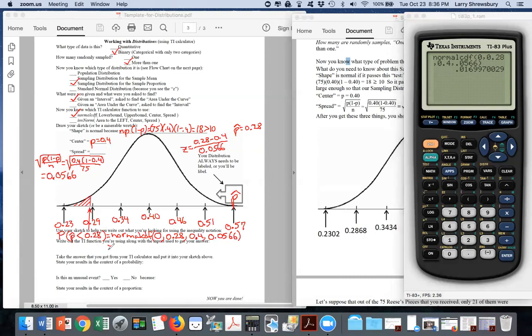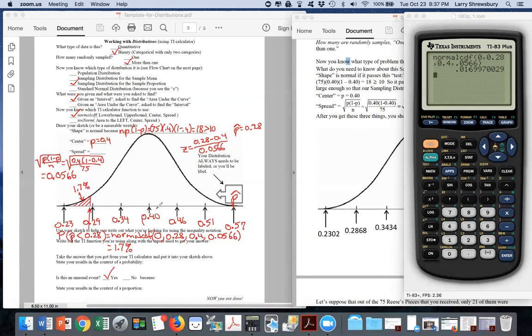So that's equal to 1.69, we'll say 1.7%. So that area right there, 1.7%. So is that small enough to be considered unusual? Yeah, because that's much less than 5%. It would be unusual to get a sample proportion that far below or farther below from the population proportion.